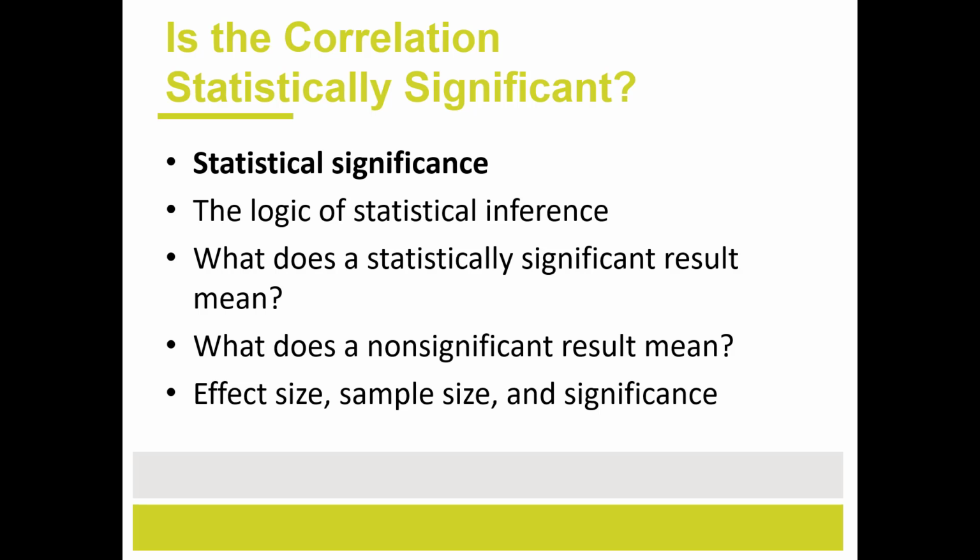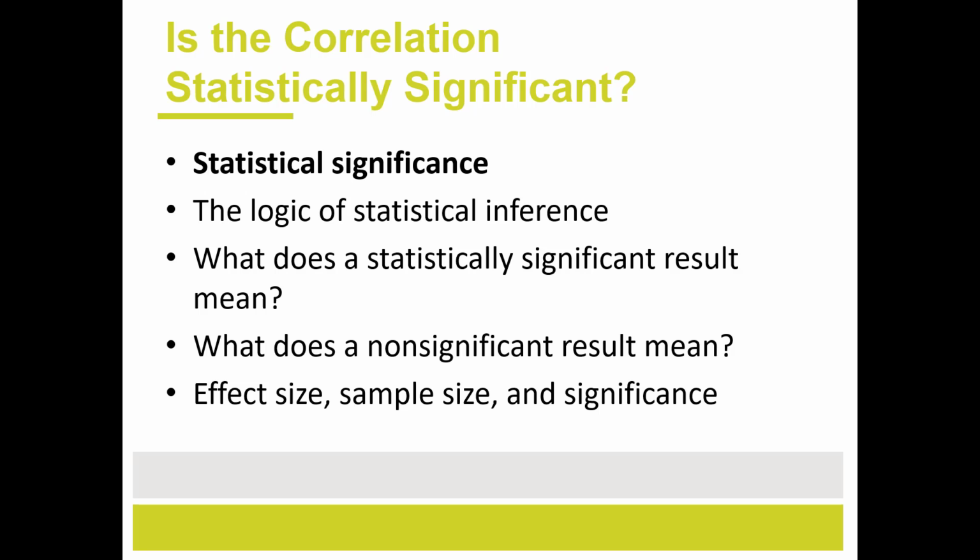What does a non-significant result mean? If p is relatively high, greater than 0.05, then the result is non-significant, or not statistically significant. Therefore, we can't rule out the possibility that the result came from a 0 association population.